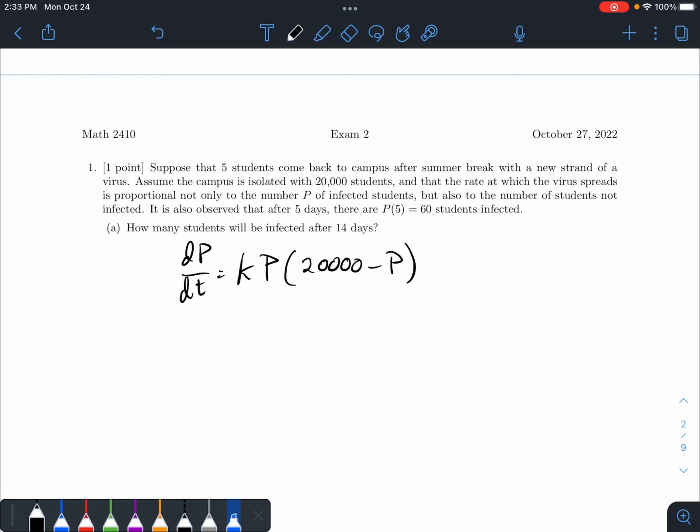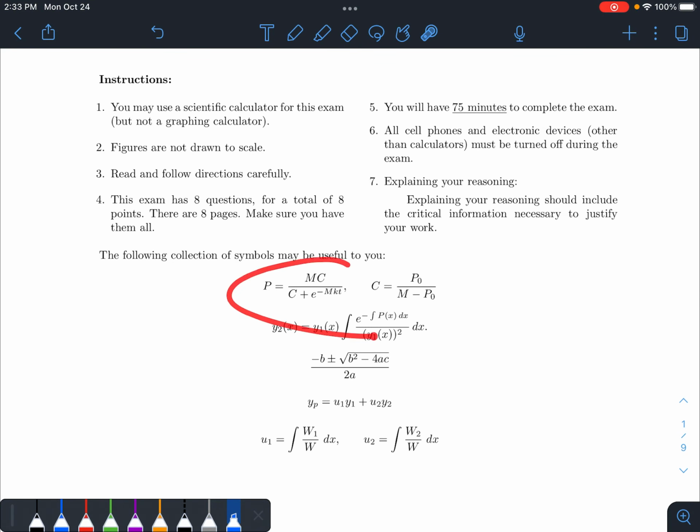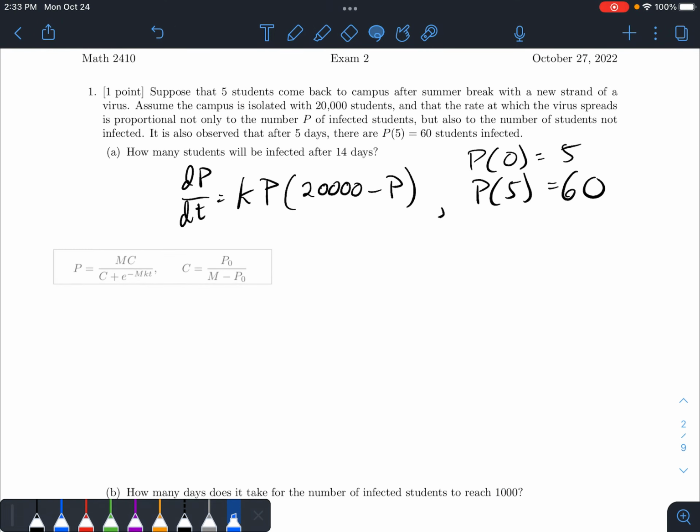And so it's also telling us that after 5 days there are P of 5 equals 60 infected students. And there are 5 students that come back with the virus, so initially P of 0 equals 5. This is our initial population of infected students. All right, so we are just going to utilize these formulas up here. I'm literally just going to copy and paste them and bring them down just for reference. We're totally going to run out of space on this one. Okay.